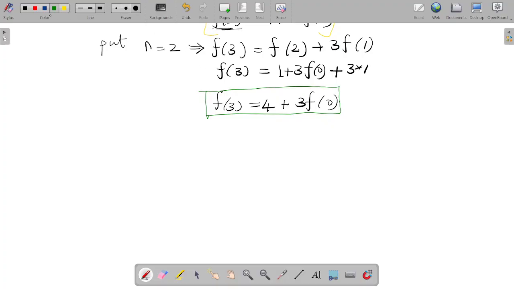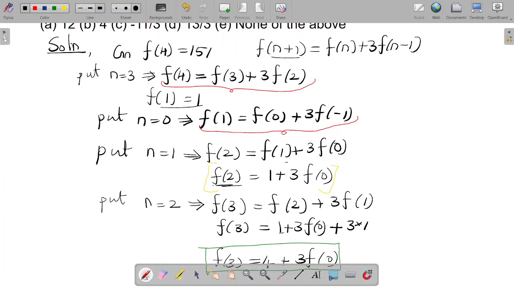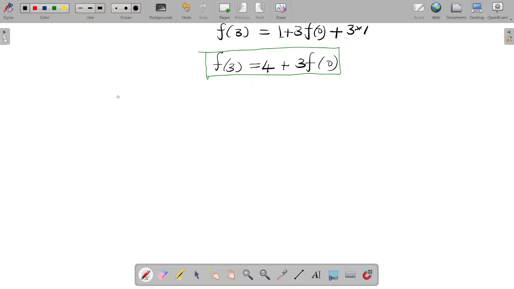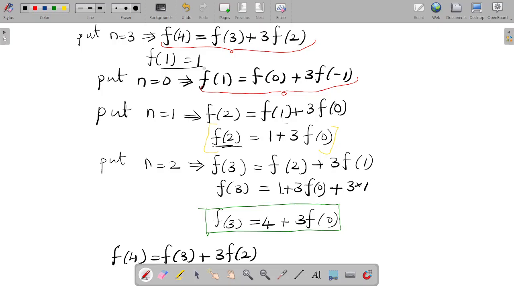Now we can move to the question. What is given here? F of 4 equal to f of 3 plus 3 times f of 2. So we found the f of 2 value and the f of 3 value. Just replace f of 4. This we found just before: f of 4 equal to f of 3 plus 3 times f of 2. Now we can replace the f of 3 value and the f of 2 value.